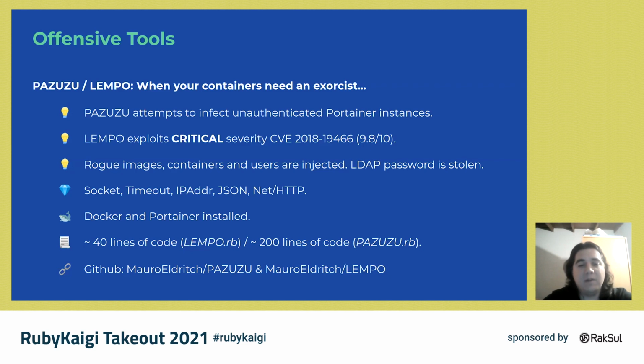You will need now a couple more gems because this is more complex. You will need socket, timeout, IPAddr, JSON, and Net::HTTP. Obviously, the victim will need to have Docker and Portainer installed. And here's the main difference. Lempo is quite small with 40 lines of code, and Pazuzu, which already implements the same code base as Lempo, has 200 lines of code.